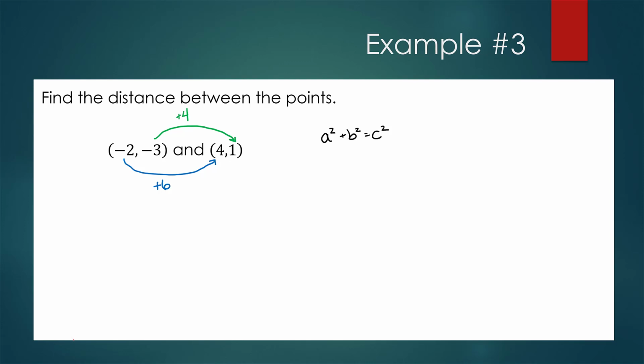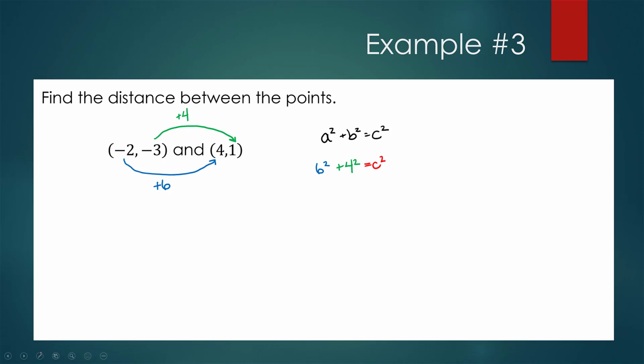So these values, 6 and 4, become our a and b values. 6 squared plus 4 squared equals c squared. We can do this without the graph. You are more than welcome to draw the graphs, okay? Do not feel like you cannot do that. I'm simply showing you a way to do it if you do not have that graph.